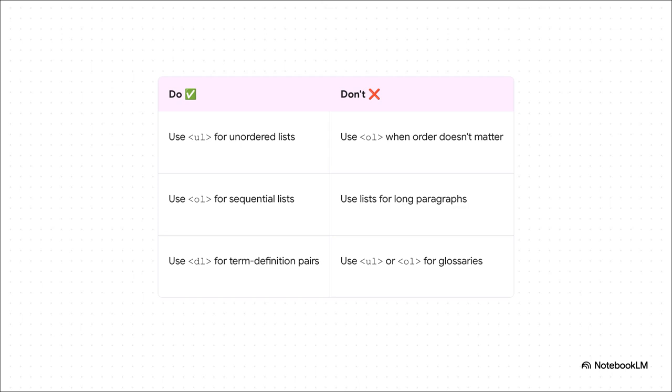Think of it like a little flowchart. Are these items just a group of related things? Use UL. Is it a strict sequence or a set of steps? Use OL. Is it a bunch of terms and their definitions? That's a job for DL. And that don't column is just as important. Using the wrong tag can be super confusing for both people and browsers.